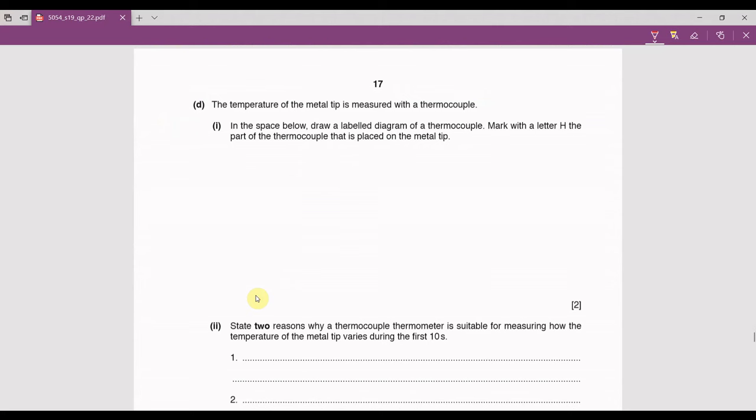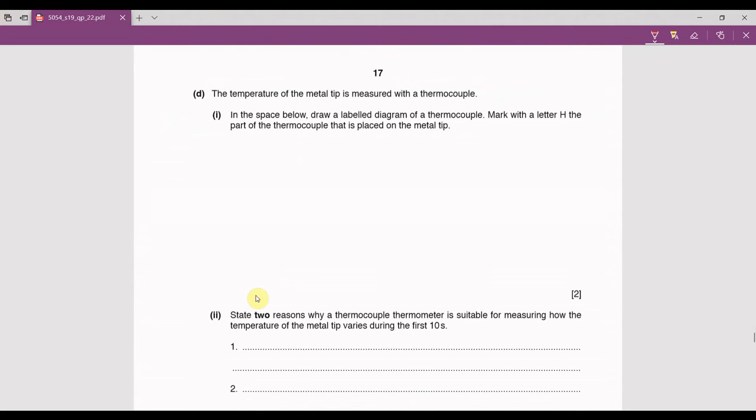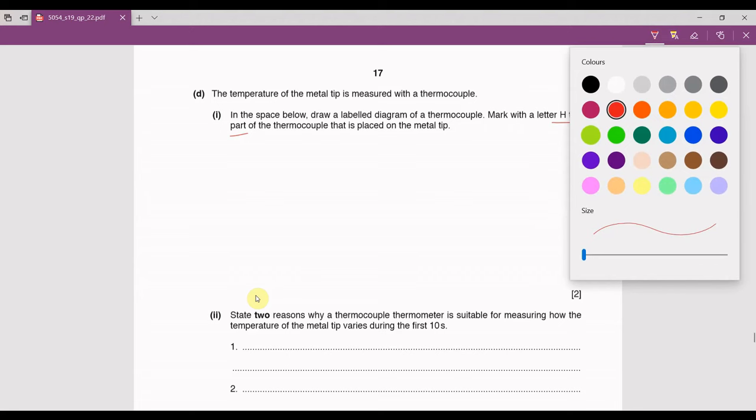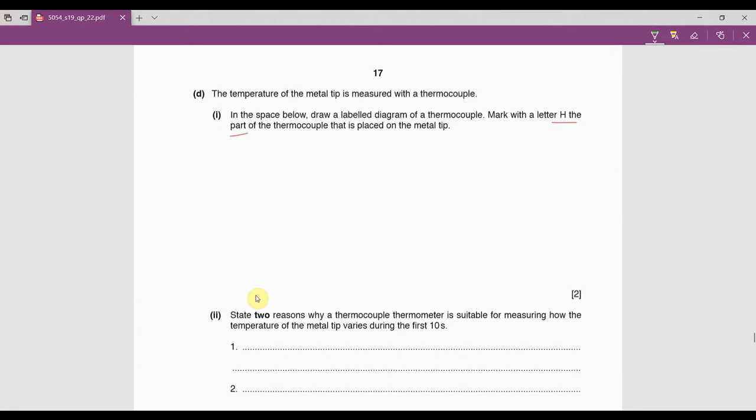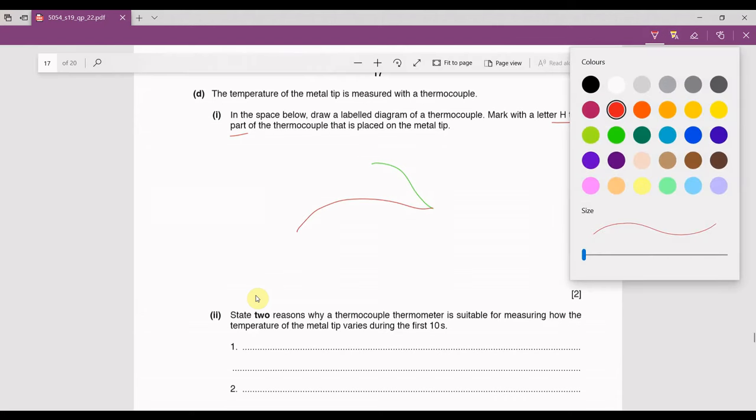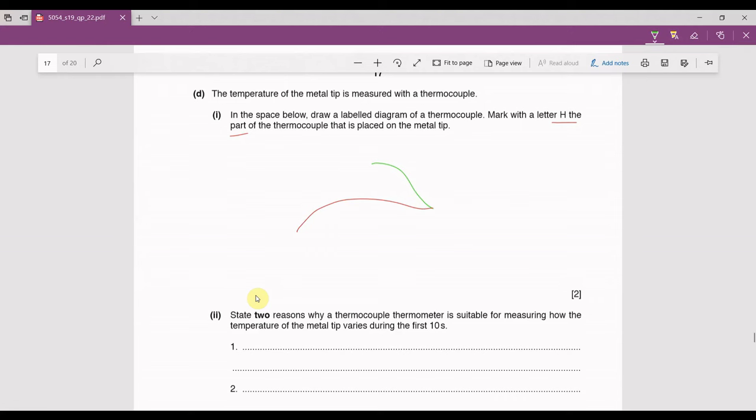The temperature of the metal tip is measured with a thermocouple thermometer. In the space below, draw a diagram for a thermocouple marked with letter H, the part of the thermometer that is placed on the metal tip. So the thermocouple thermometer is basically made up of two wires. So what you need is two wires. This is one wire and this is the other wire, and they are joined at two different junctions, but one of the wires needs to have a voltmeter or millivoltmeter across it.